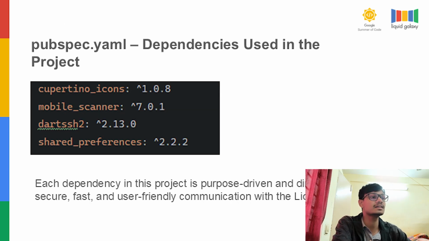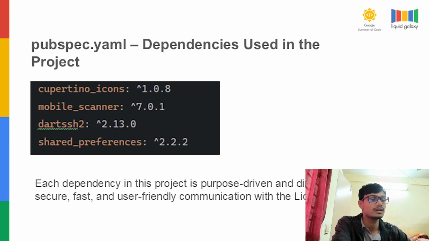First, let's see the pubspec.yml file. In this, we mention the dependencies used in the project. We have the mobile scanner dependency. Mobile scanner is a Flutter package used for real-time QR code scanning using the device camera. This package enables the QR code scanning feature, allowing the mobile app to read LG connection data instantly from the QR code.